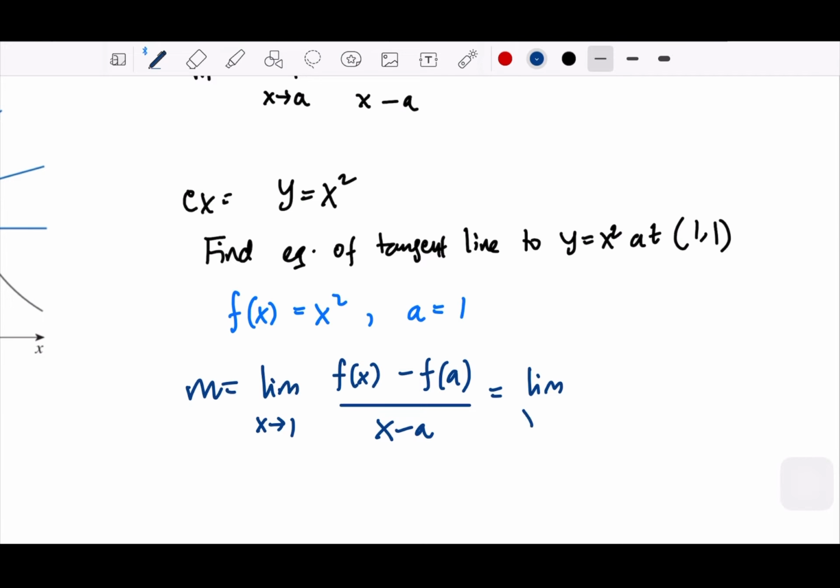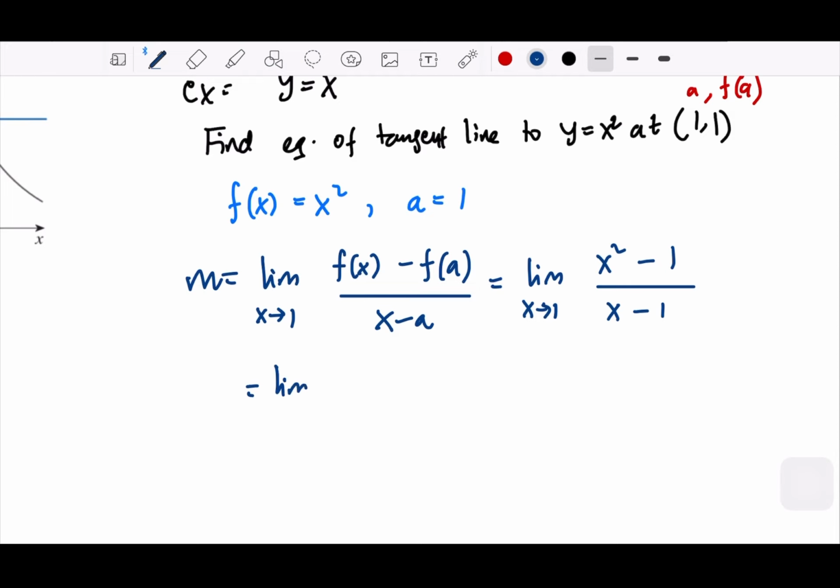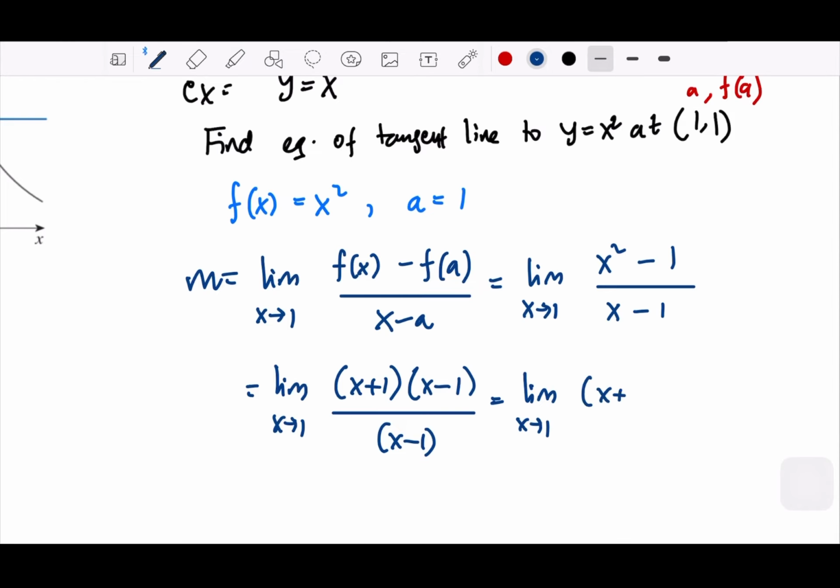So we are using the limit as x approaches 1 of x squared minus 1, over x minus 1. This is f of a, right? We can write it like this, and then simplify and evaluate. This becomes x plus 1 times x minus 1, over x minus 1. And we know that this is equal to the limit of x plus 1, which concludes that it's equal to 2. But this is m, right?